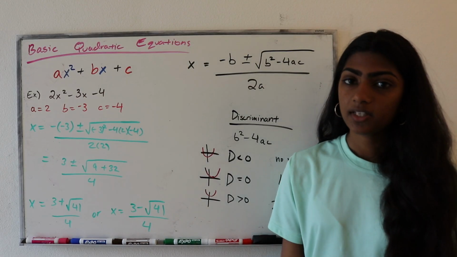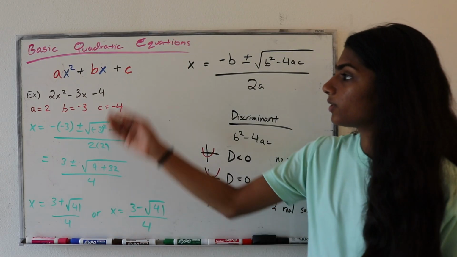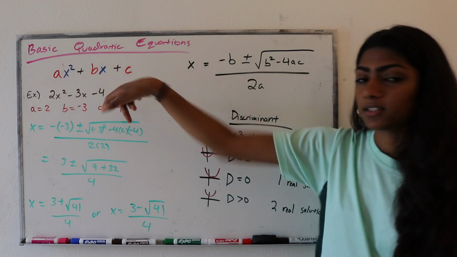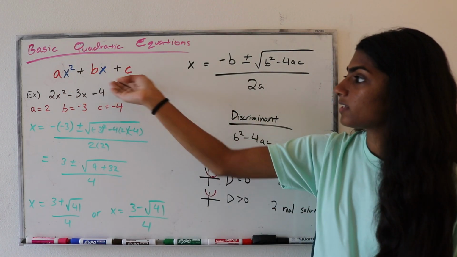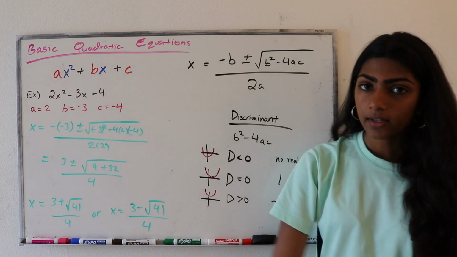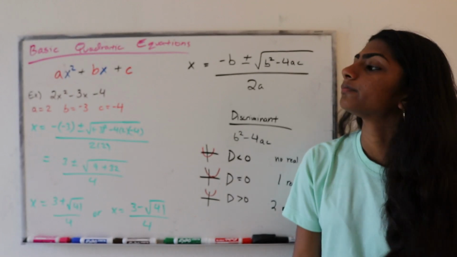So now let's move on to the basic quadratic equation. So this right here is a quadratic equation: ax squared plus bx plus c. Now a, b, and c are all going to be numbers. a and b will be coefficients and c will be a constant, which means it's a standalone number.